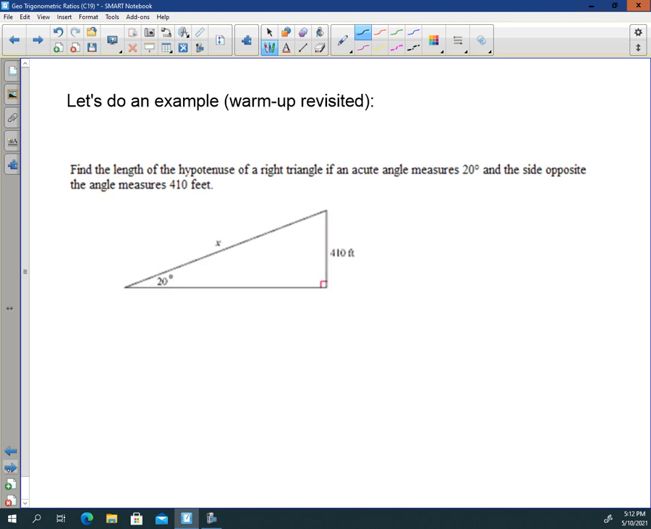This is the triangle we saw in the warm-up where we had a length of 410 feet and an angle of 20 degrees, and I said, do you have enough to solve for the hypotenuse of this triangle? And we had to say no, but now we do have what we need. So let's do this.